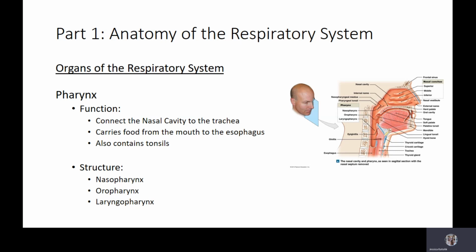So what is the function of the pharynx? Oops, this is supposed to say larynx rather than trachea. My apologies. So the pharynx is going to connect the nasal cavity to the larynx, allowing for the passage of air. And then also it's going to allow for the passage of food from the oral cavity to the esophagus. So the pharynx is shared between the respiratory system and the digestive system.